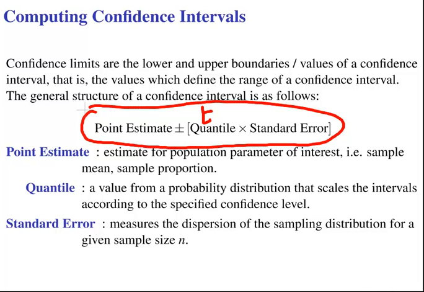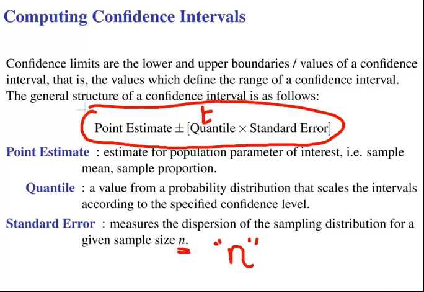So point estimate for population parameter of interest, so it could be sample mean or sample proportion. Quantile, a value from the probability distribution that scales the interval according to some specified confidence level. Quite important. And standard error measures the dispersion of the sampling distribution for a given sample size, n. The sample size here is of particular importance. So n, I'll just put it in there. n is quite important.